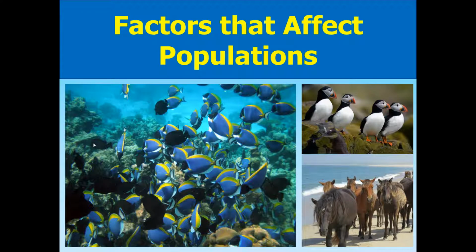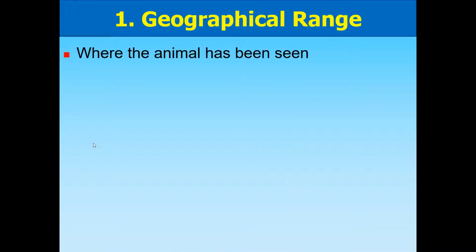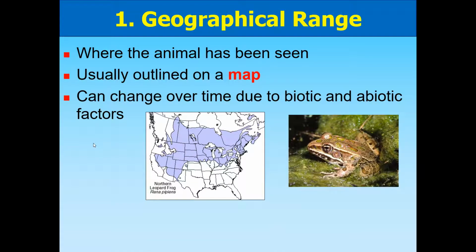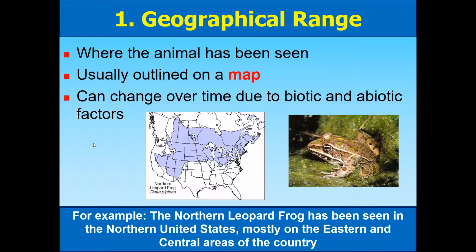Factors that affect populations. Geographical range is where the animal has been seen, usually on a map. This can change over time due to biotic and abiotic factors. For example, the northern leopard frog has been seen in the northern United States, mostly in the eastern and central areas of the country.